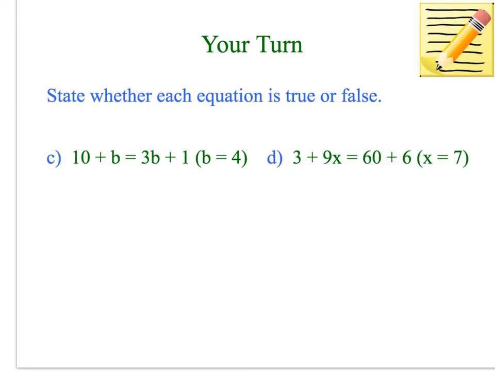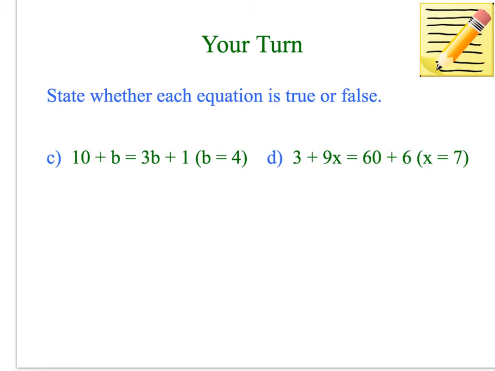Now, we're going to do this again, but I want you to substitute the variable for the number in the brackets. So we have b equals 4 in the first equation, and in the second equation x equals 7. So please go ahead and pause the video and work that out.